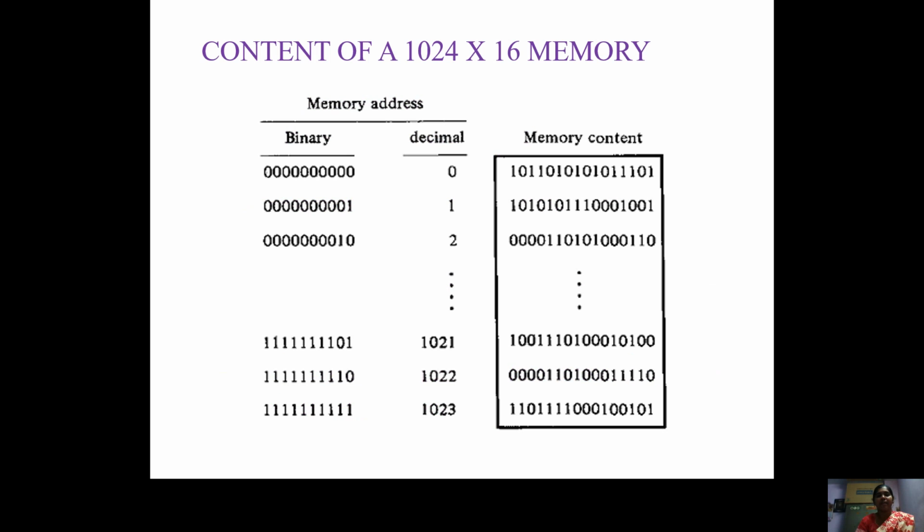As discussed earlier, this is how we are going to deal with the memory. This is the memory unit, which is capable of holding 1024 locations, and each value stored in a location is of 16-bit size. Here the binary address is given along with its decimal value, and at each location particular information is stored in the memory.